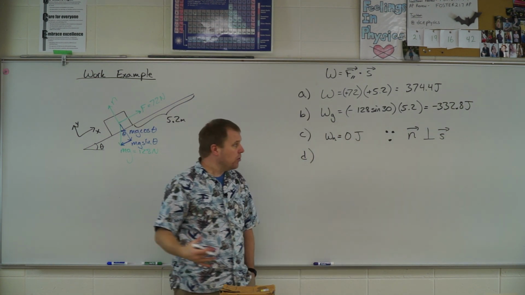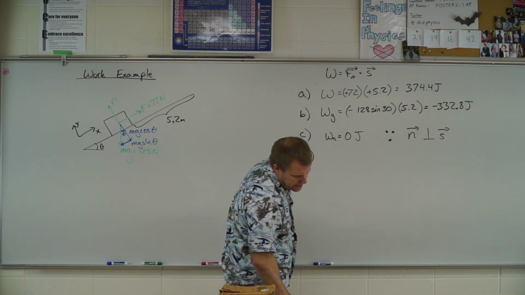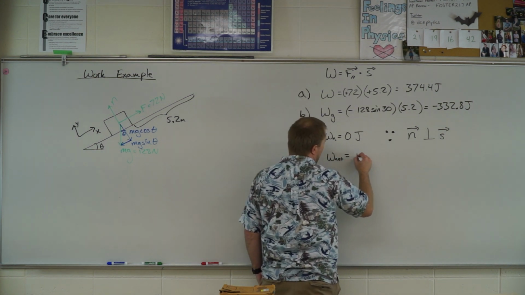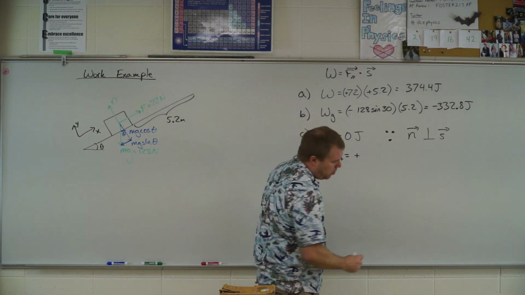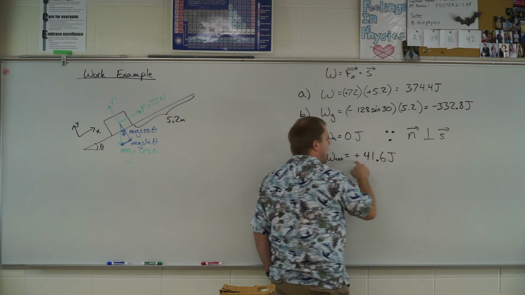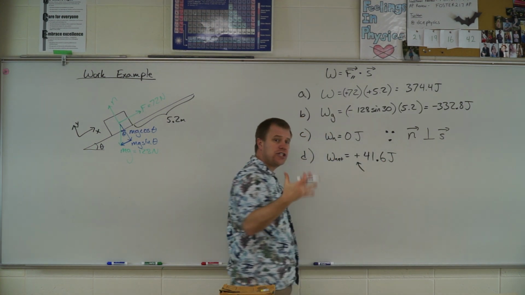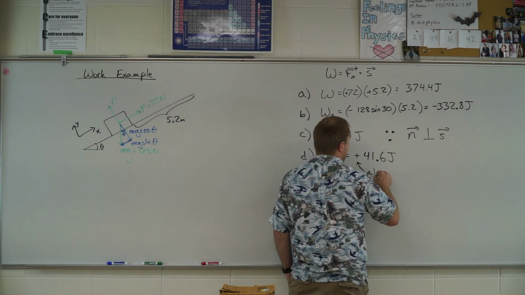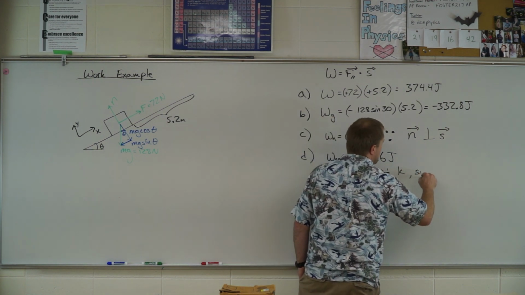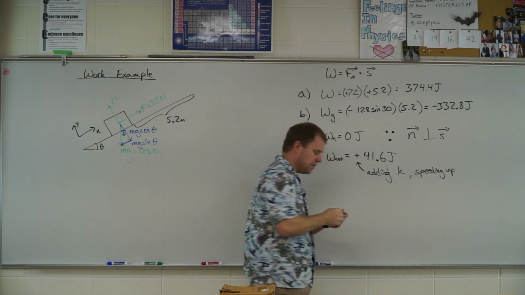To find the total work, I just need to add these three works up, and I get a total of, so this is the net work, positive 41.6 joules. And what does that positive tell me? That positive tells me I'm overall adding energy to my system. So I'm adding kinetic energy, meaning it's speeding up. All right, so there is our example.